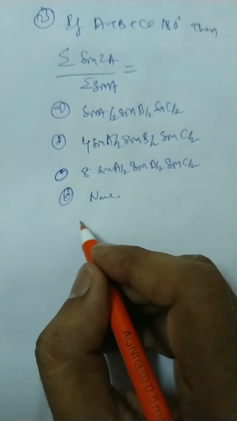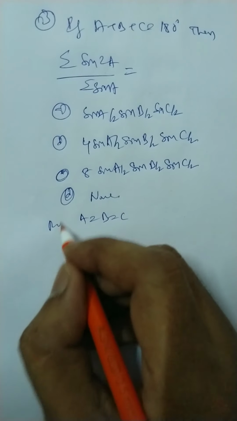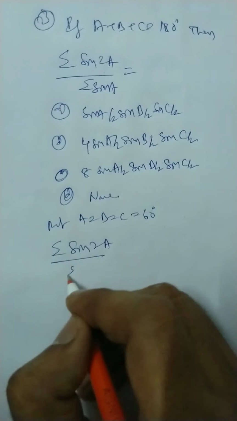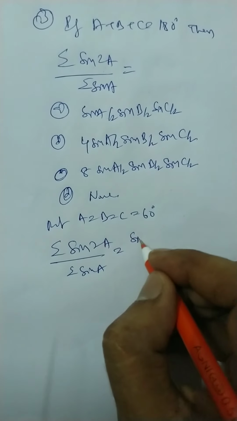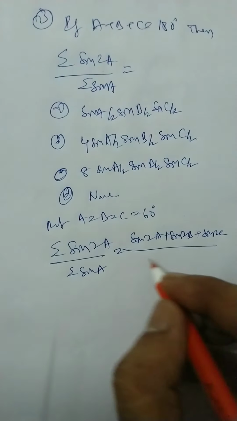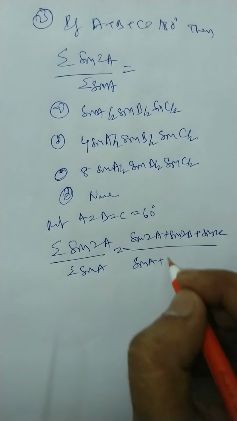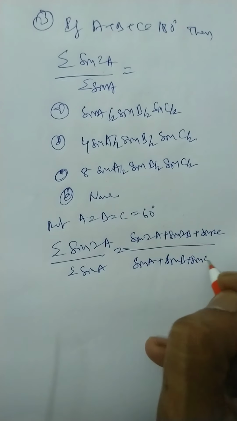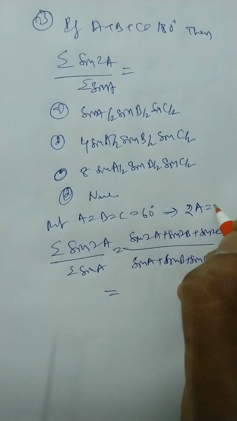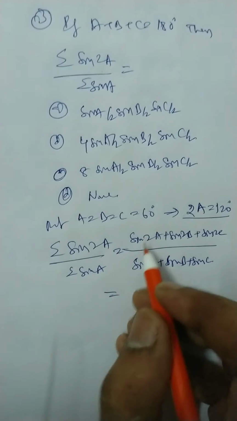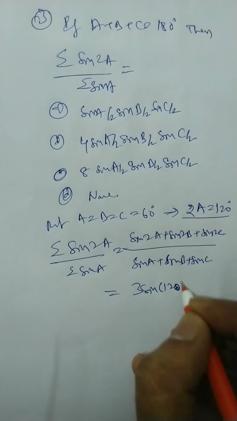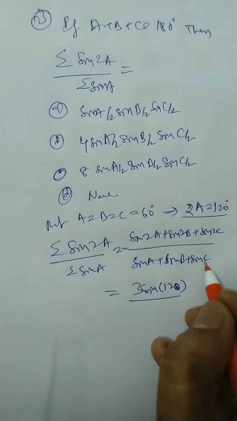So A plus B plus C is equal to 180. Substitute A equal to B equal to C equal to 60 degrees in the given problem. The expression is sigma sine 2A by sigma sine A. What do you mean by that? The sum of sine 2A plus sine 2B plus sine 2C, divided by sigma sine A, which means sine A plus sine B plus sine C. A equal to B equal to C equal to 60 means 2 times A is 120 degrees. So here this is sine 120, sine 120, sine 120. You will get 3 times sine 120 degrees, over sine 60, sine 60, sine 60.